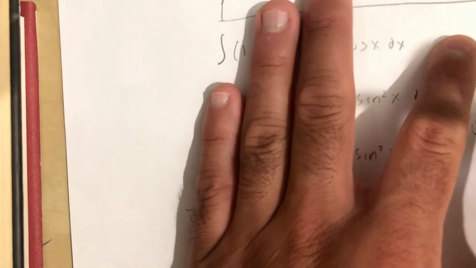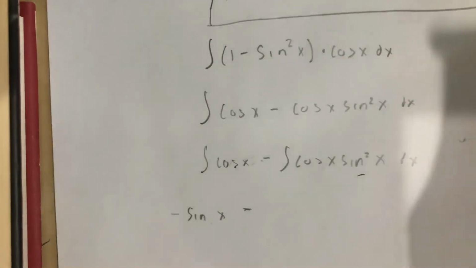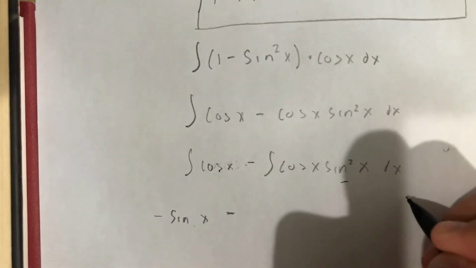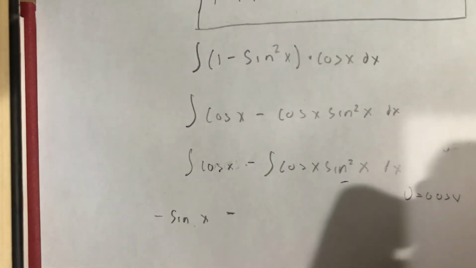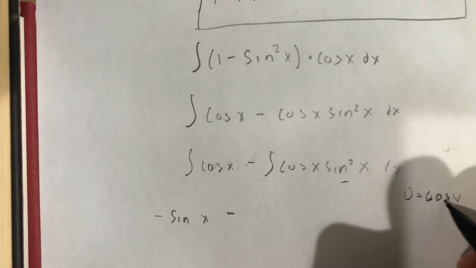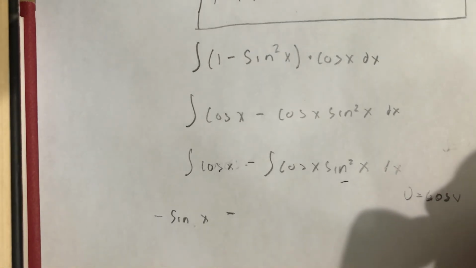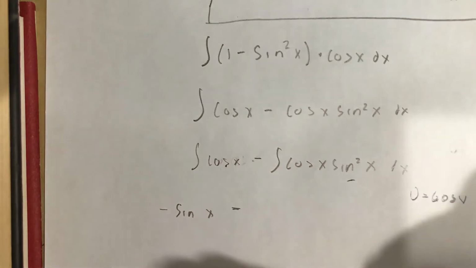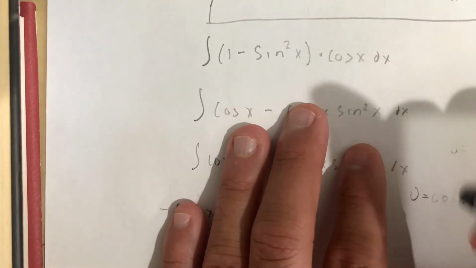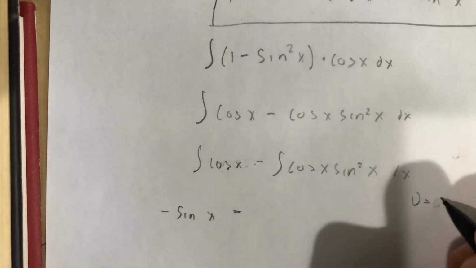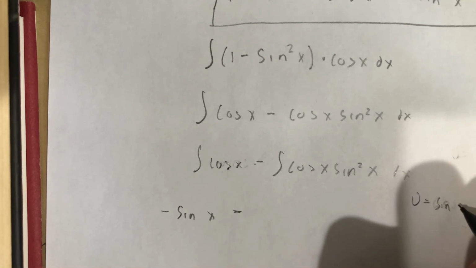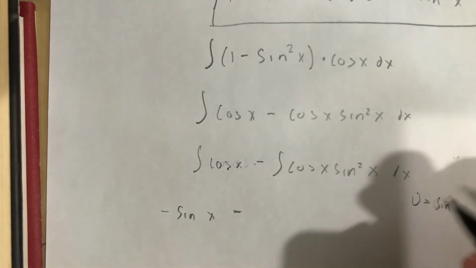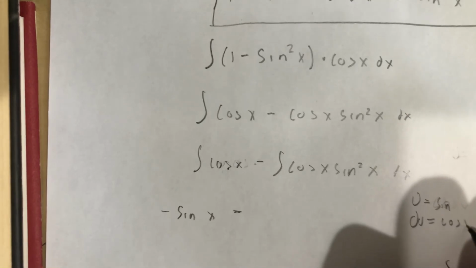write this up more on camera. My apologies for that. U is equal to cosine x. No, that's wrong. I'm sorry. U is actually equal to sine x. And du is equal to cosine x.